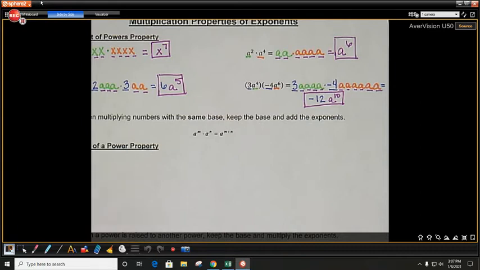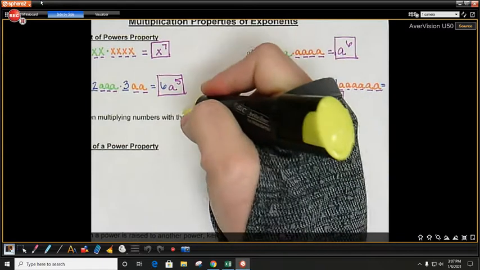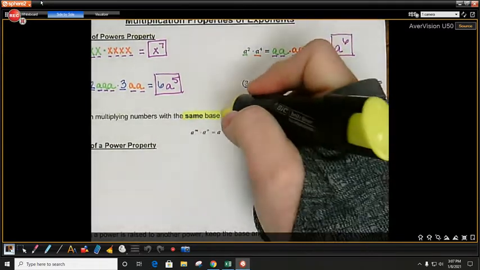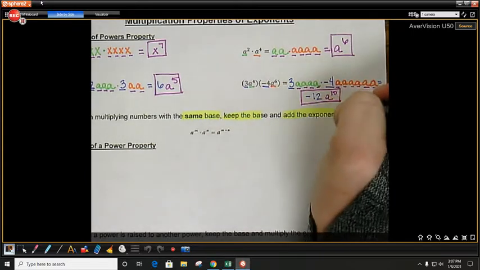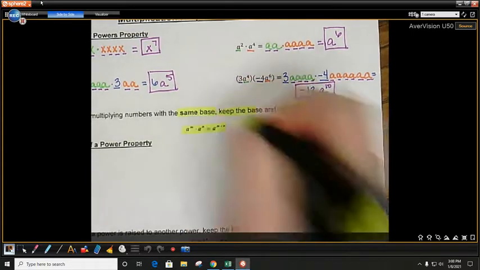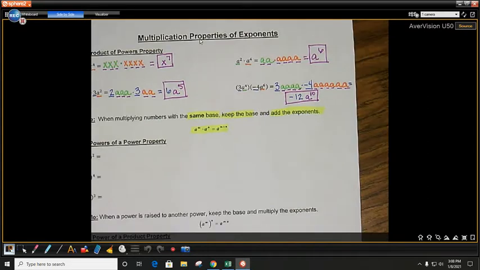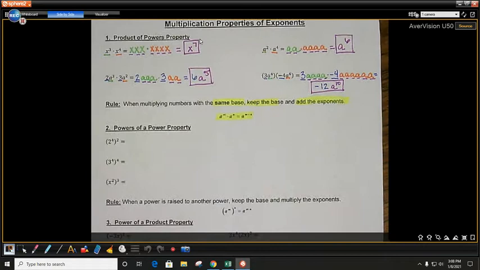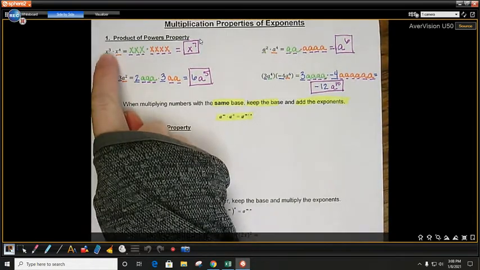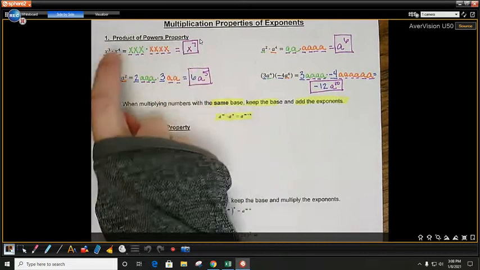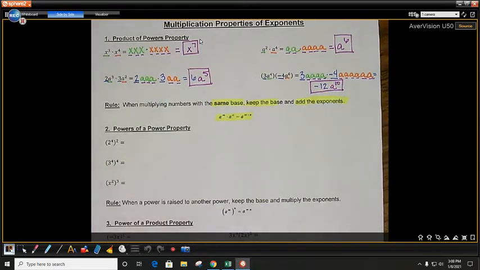It says when multiplying numbers with the same base, that's what's being raised to the exponent, you keep the base and add the exponents. So that's what this is saying right here. Keep the base, add the exponents. Notice how when I multiplied my x to the third with my x to the fourth, my x stayed an x. Then we just added the exponents. So that's called your product of powers property.